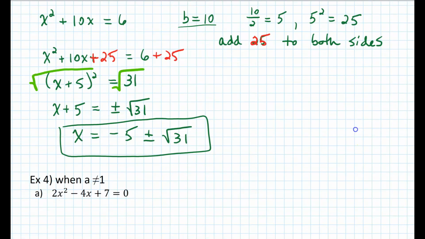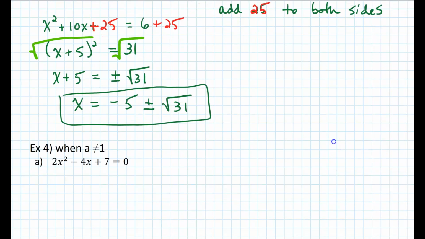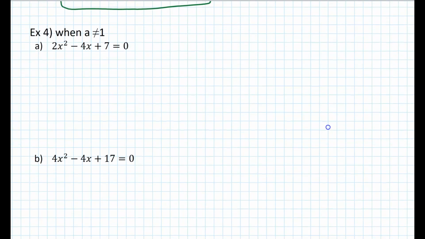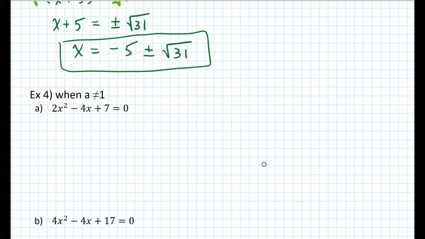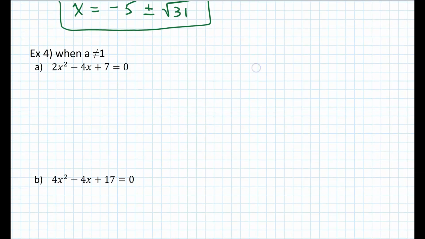All right, let's look at them when a is not 1. I have a question. After the x plus 5 equals plus or minus the square root of 31. Oh sorry, I just took the thing off of there and then I was confused on why it was back on, but it was never off. Okay. The radical.